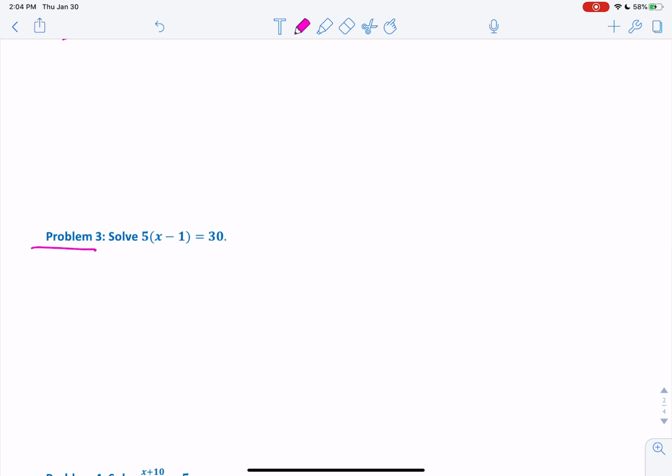So problem 3 says solve 5 times x minus 1 equals 30. Before you can do this problem, you need to use the distributive method and multiply that through. You need to get rid of those parentheses and multiply the 5 through. Once you're done doing that, then go ahead and start your steps. Draw the river, go backwards in the order of operations, and do the opposite.